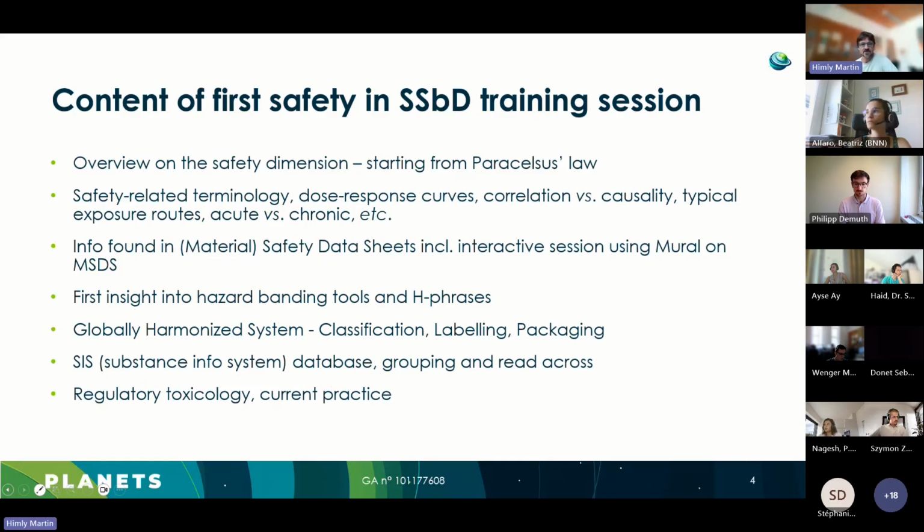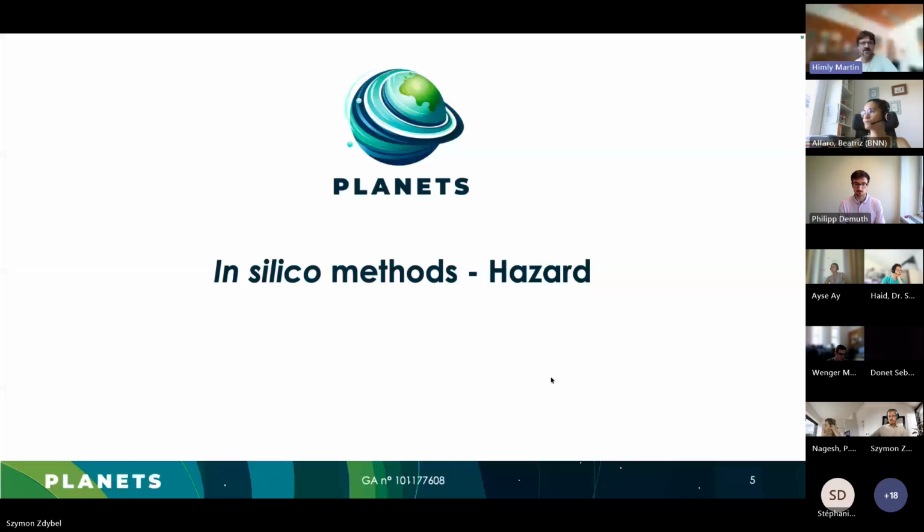So with this, I would like to give the screen to Shimon from QSA Lab, and you're now going to be diving into in silico methods and their regulatory relevance. One more time, good afternoon, everyone. Today I'll be walking you through our guideline for utilizing in silico tools within the SSbD framework.